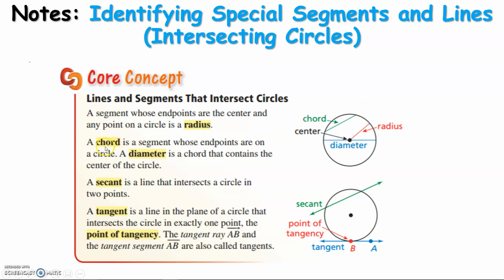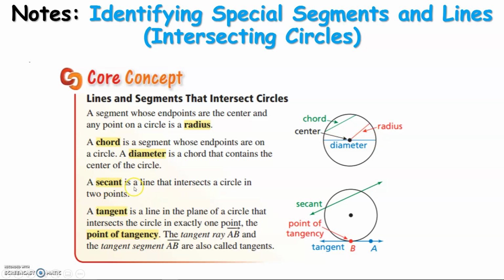Then we have what is called a chord. A chord is defined as a segment whose endpoints are both on the circle. Note, a radius is not a chord because it has one endpoint on the circle and one endpoint inside the circle, whereas a chord has both endpoints touching the circle. A diameter is a special type of chord that contains the center of the circle. So we see that it's a chord because it touches on both ends and it goes directly through the center.